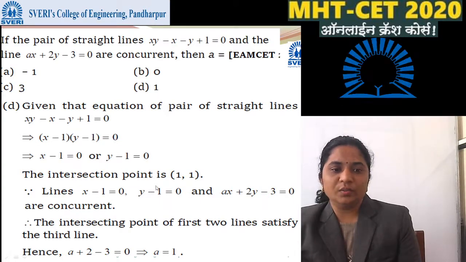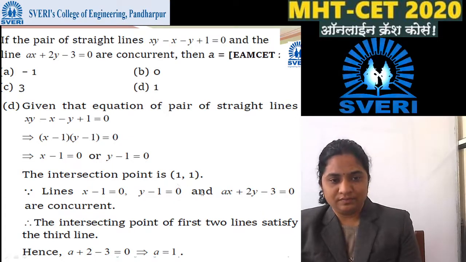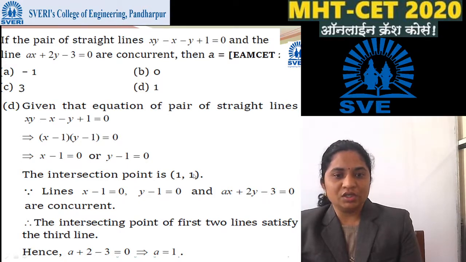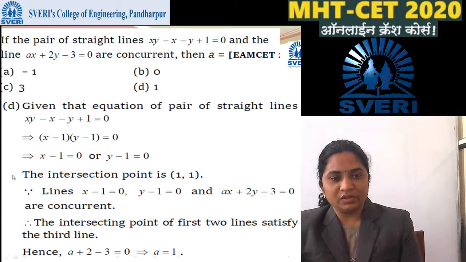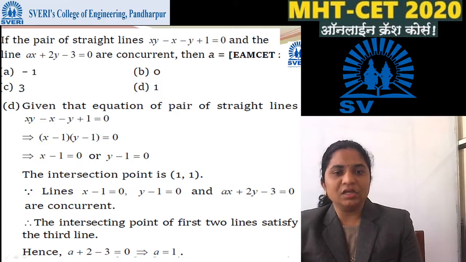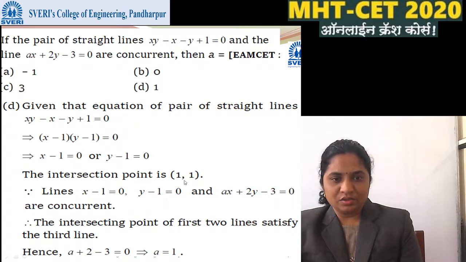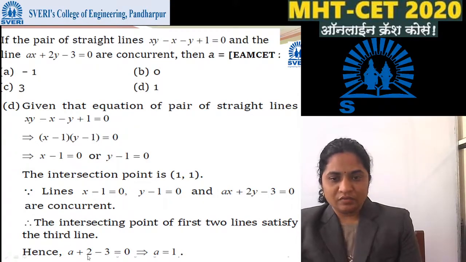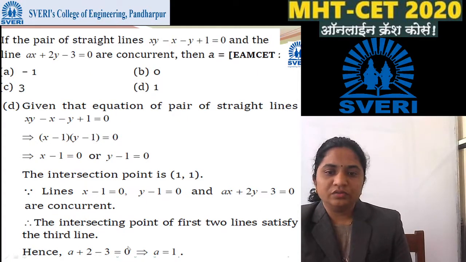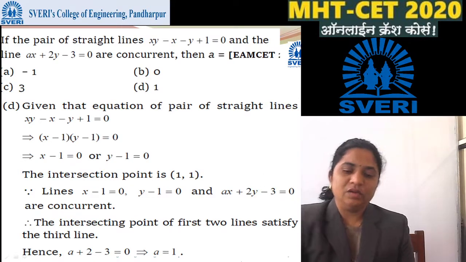So the point of intersection is 1, 1 from these two equations. We have found it for two lines, and for the concurrent condition we know that it satisfies the third equation also. So this is the third equation. We can substitute this value in this equation, as this is the condition of concurrency. So we put all these values here, 1, 1, and solve it. We get A is equal to 1.